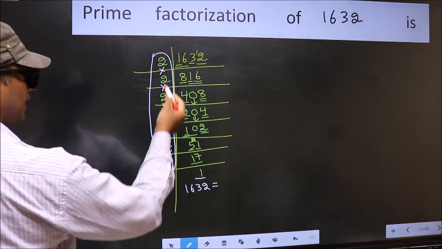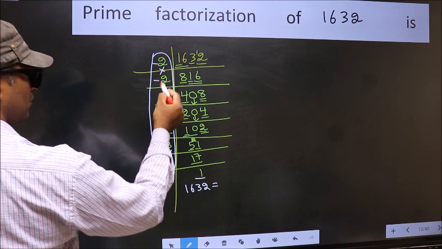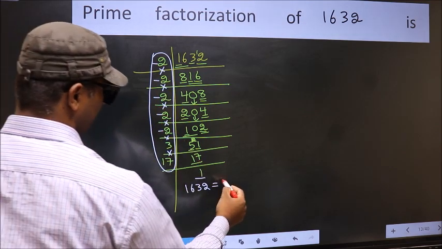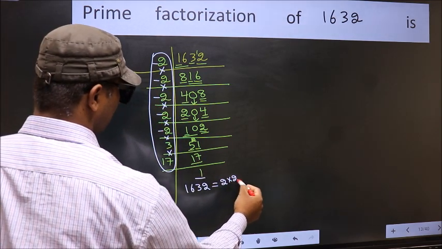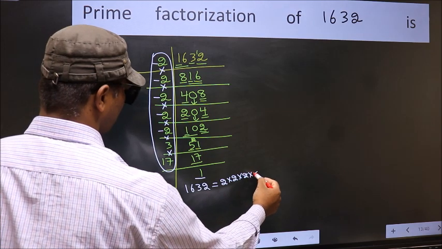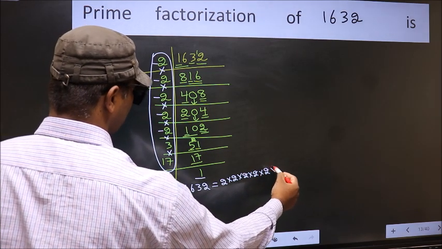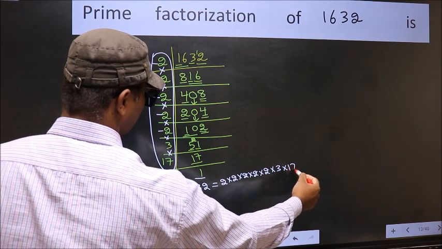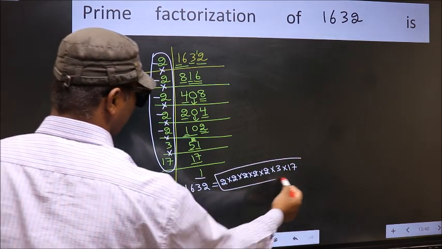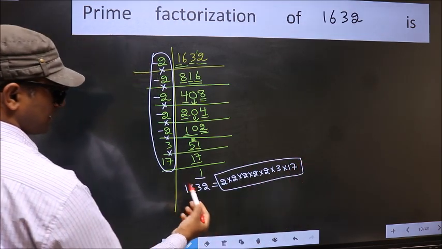That is, how many times did we get 2? 1, 2, 3, 4, 5. So 2 into 2 into 2 into 2 into 2 into 3 into 17. This is the prime factorization of 1632.